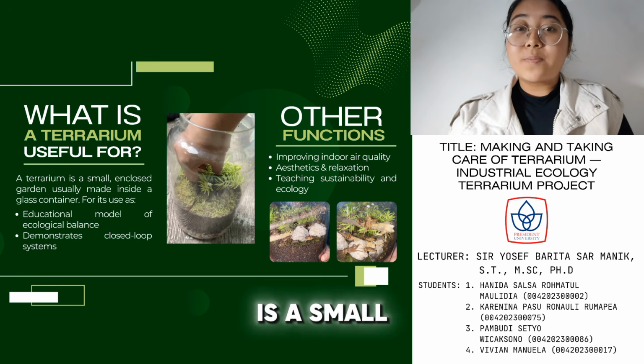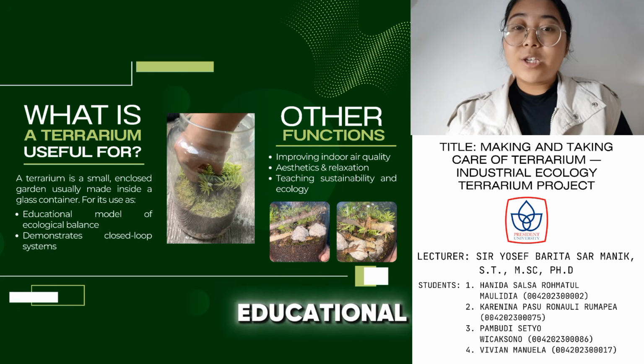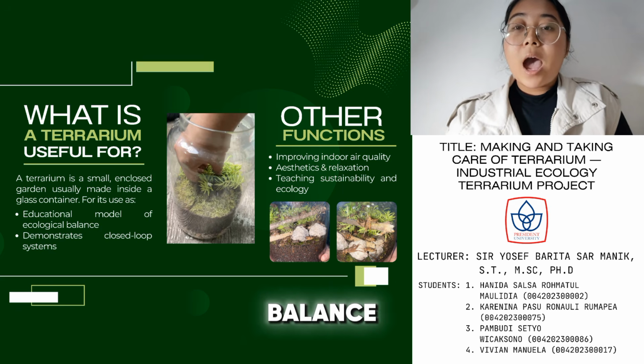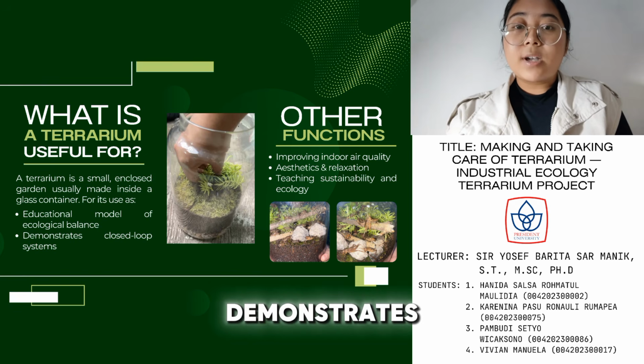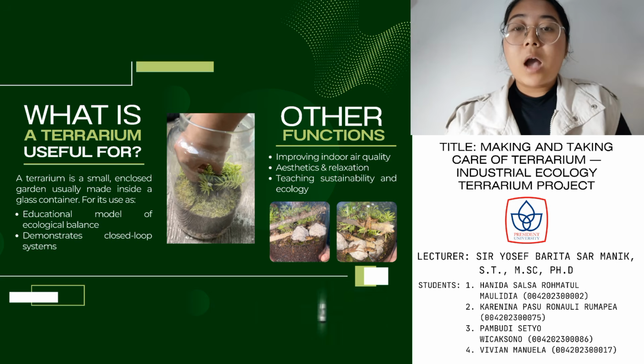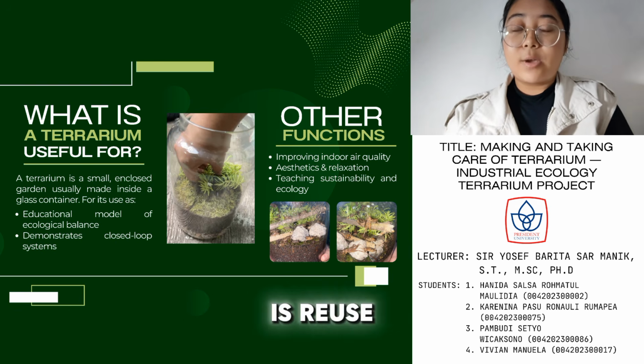A terrarium is a small enclosed garden, usually made inside a glass container, and in this slide, we explain what a terrarium is useful for. First, educational model of ecological balance. A terrarium helps show how plants, water, and air interact. It's great for teaching about how ecosystems work. Second, it demonstrates a closed-loop system. A closed terrarium reuses water and air in a cycle. This idea is important in sustainable design where nothing is waste and everything is reused.